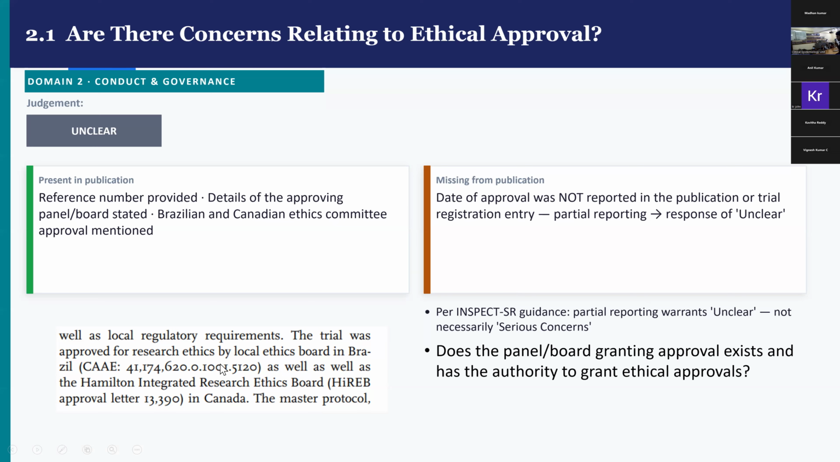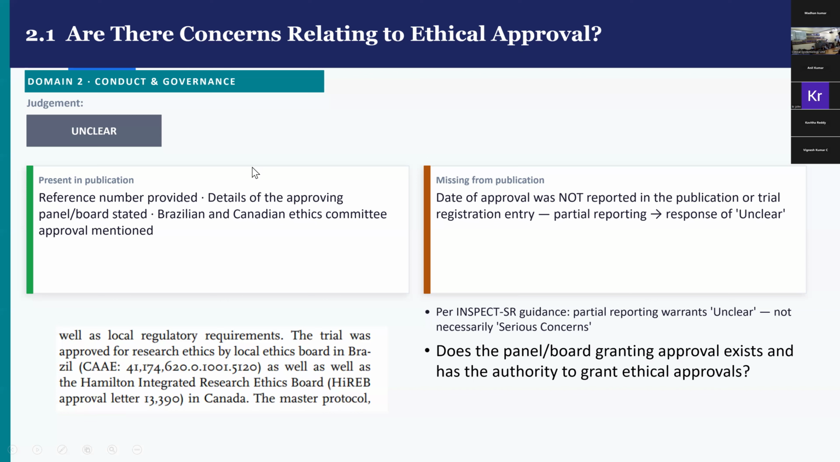In our study, the study authors have reported that they got ethical approval from the local ethics board in Brazil and from the Hamilton Integrated Research Ethics Board in Canada as well, and they have given the approval number as well. But because they have not clearly told when exactly they received the approval, here again we have given an unclear risk for concerns regarding ethical approval.